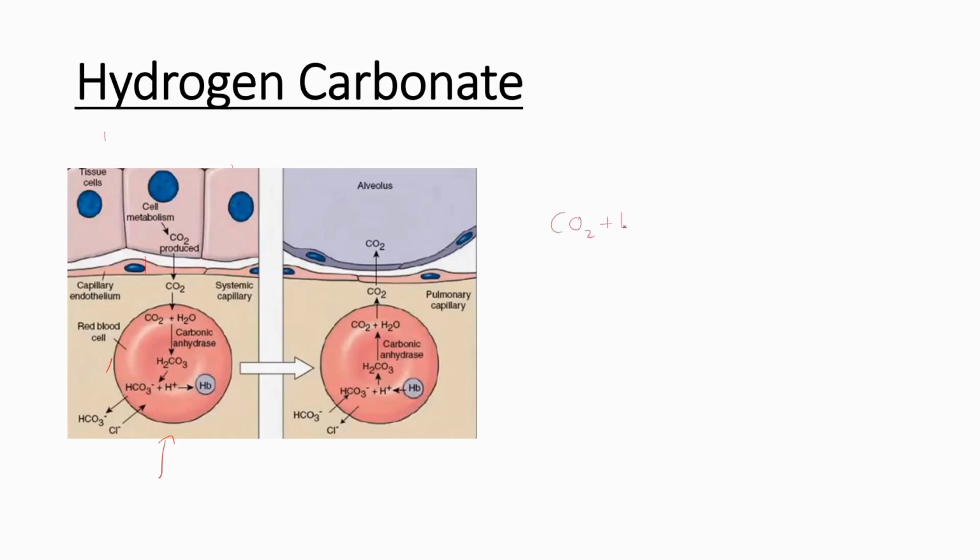CO2 plus H2O. This is a reversible reaction, goes to H2CO3, and this is carbonic acid. And the enzyme which catalyzes this is carbonic anhydrase. And now that H2CO3 then can, and this is also a reversible reaction, it can dissociate protons. Okay, so it dissociates protons to make hydrogen carbonate and H+.